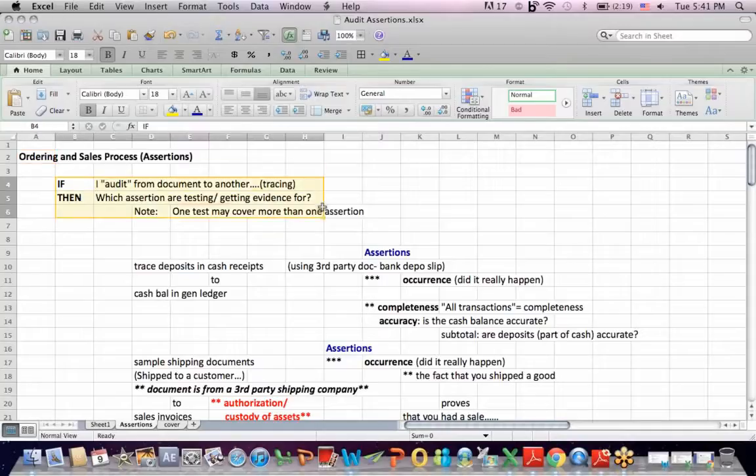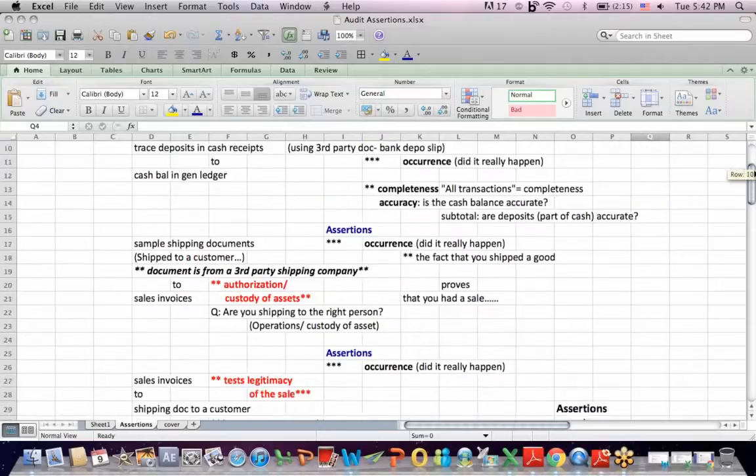Here's an if-then statement that I created because the student and I started off both a little confused. So I said, okay, if I audit or trace information from one document to another, then which assertion am I testing? Which assertion am I testing when I go from one document or test to another? I put a note here that one test may cover more than one assertion, which is possible. So let's start thinking about some.